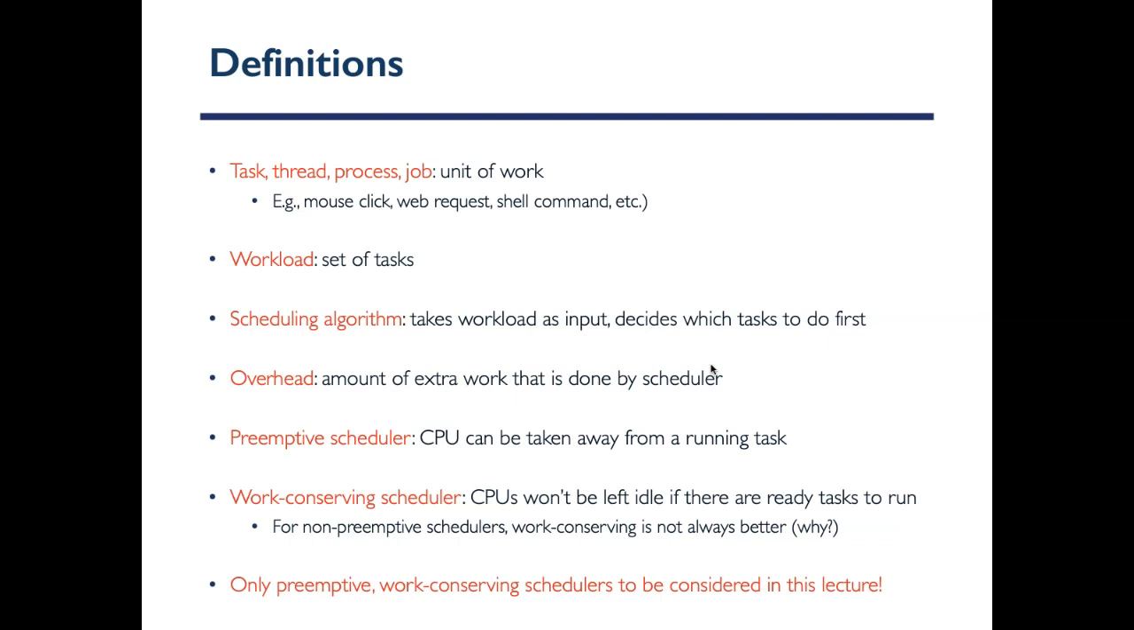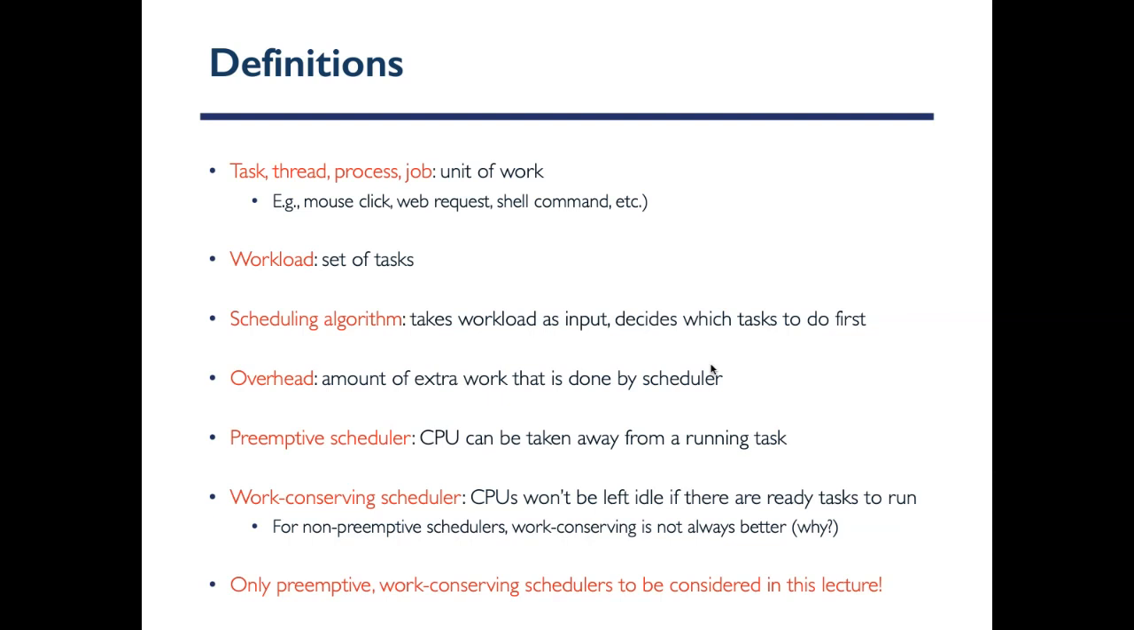Depending on the context, it could be a mouse click, a web request, a shell command, it could be an entire thread. So you have to think about it in the context that it's being discussed. But what it means is that it's just a unit of work that could be scheduled and use the processor. So this is basically what is waiting in the waiting queue of a CPU to be scheduled, whatever that is: thread, process, job, task, we're going to call it.